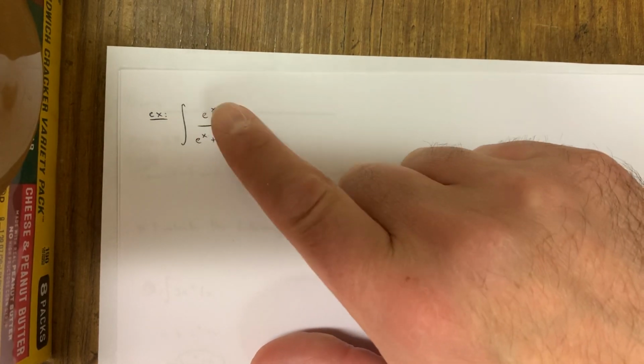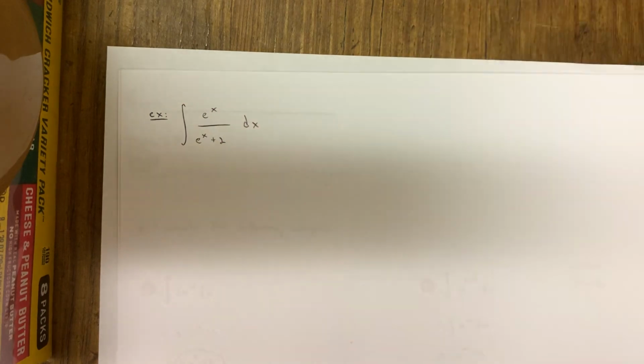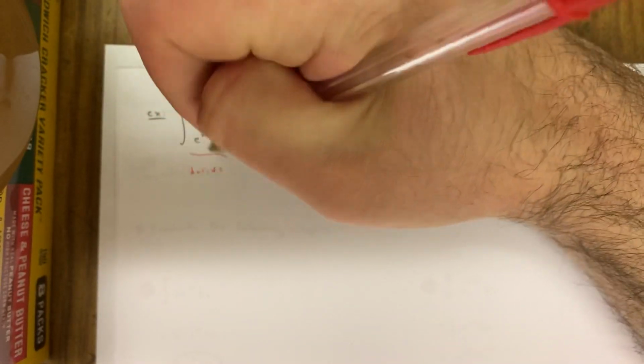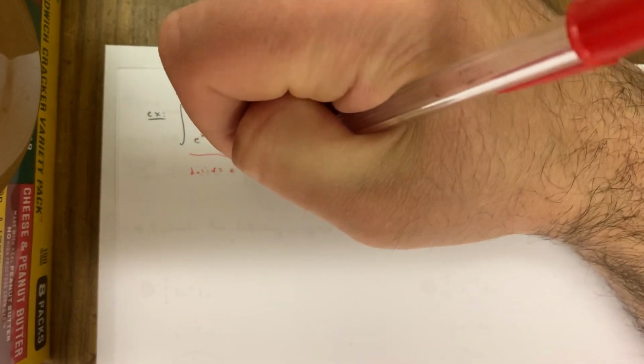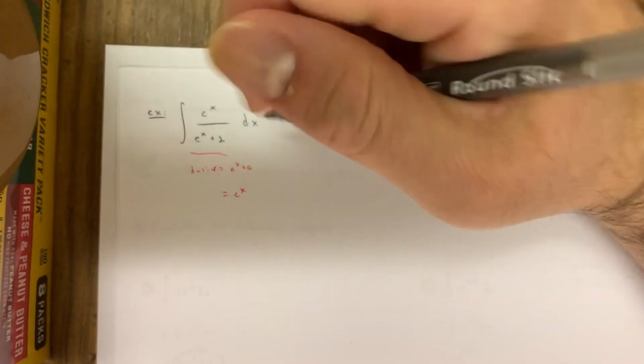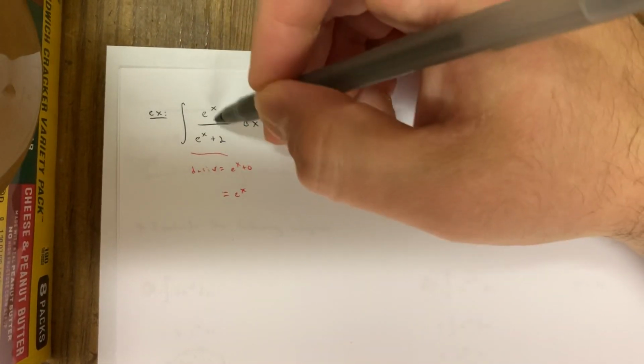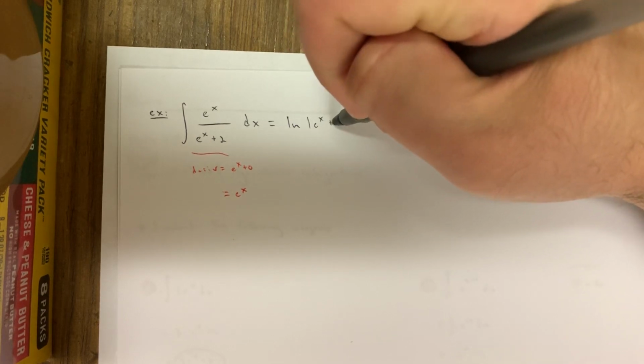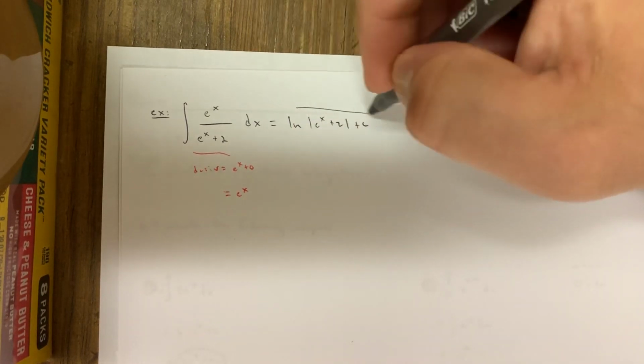Here you're integrating a quotient. The bottom's not being raised to a power. So why not just take the derivative of the bottom? And what's the derivative of e to the x plus 2? How about e to the x plus 0, which is just e to the x? That's upstairs. You don't have to multiply it by a constant to create the top. So that's just ln absolute value of the denominator plus c.